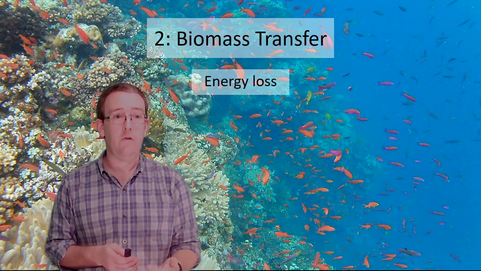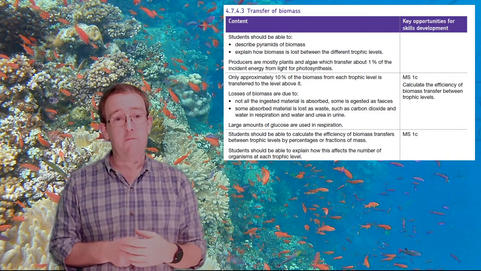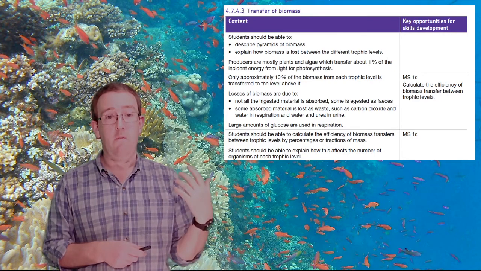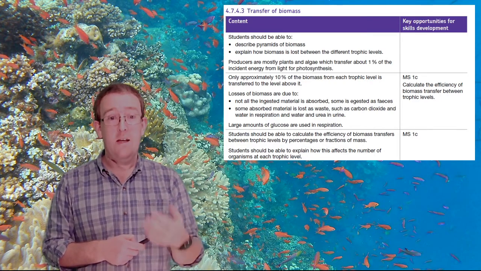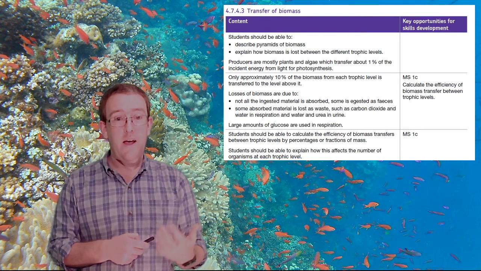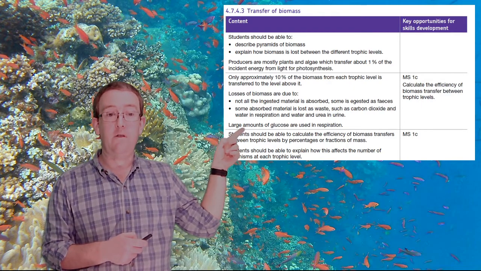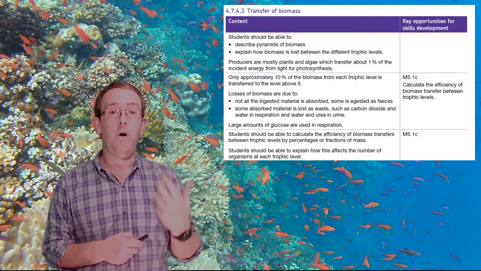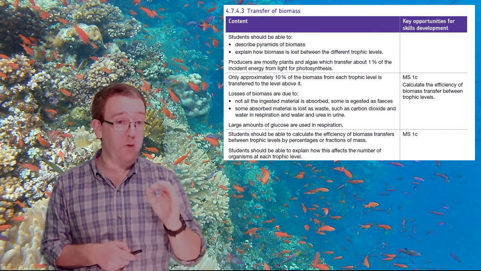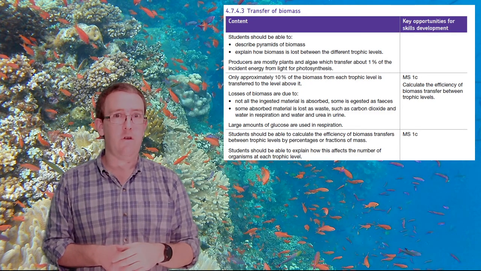What happens to all that biomass? So we're looking at this bit here. We've done the top bit. Students should be able to describe pyramids of biomass and explain how biomass is lost, the percentages there, and then we've got the losses and what they're due to. Over towards the far side, we've got calculating efficiency of biomass transfer between trophic levels, so a bit of math skills in this one as well. It's a very quick little video, but there are a couple of exercises where I'm going to ask you to pause the video and have a go.